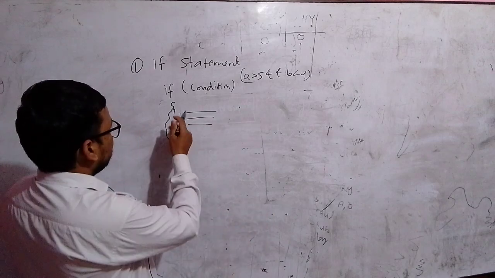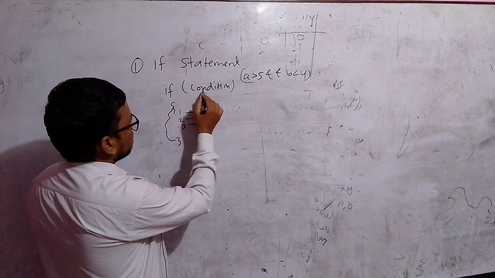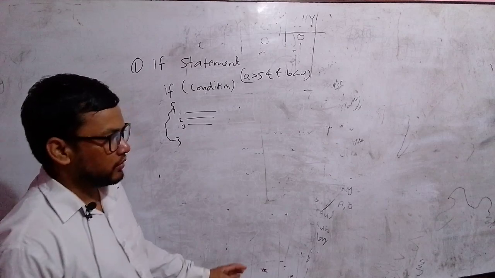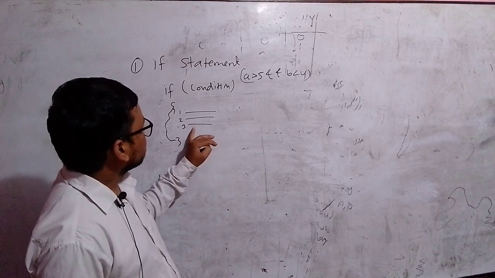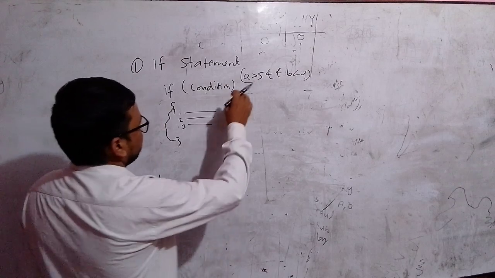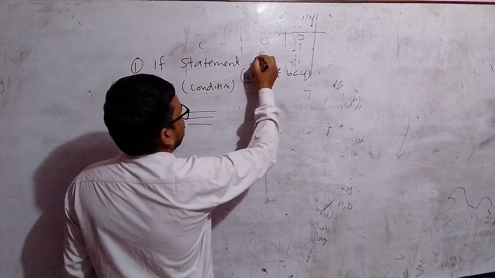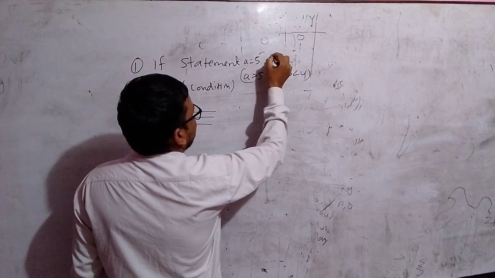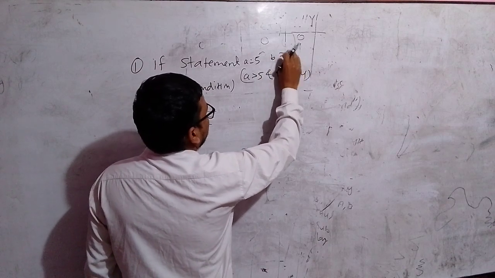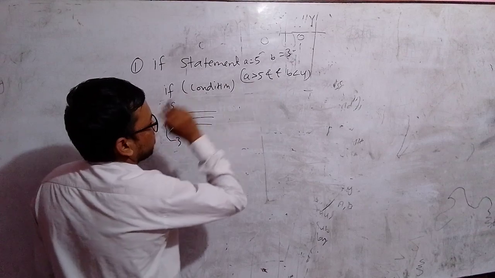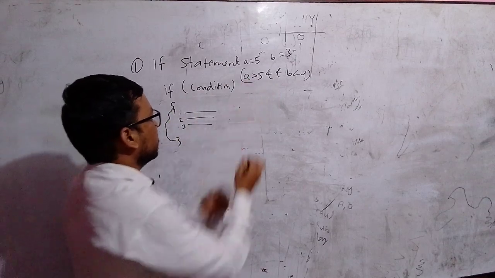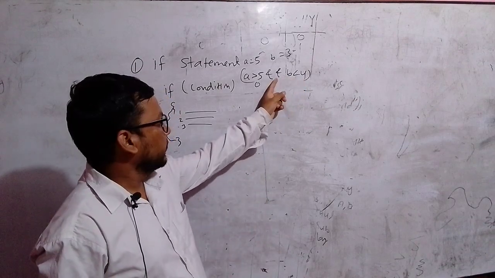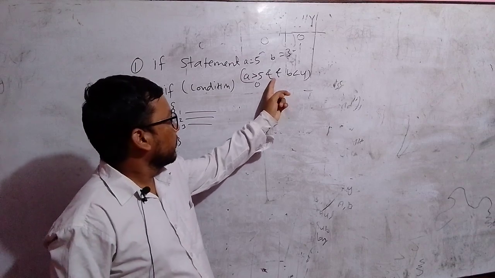Otherwise, nothing to run. If this condition is satisfied, this statement will run. Otherwise, there are no options. For example, let a is equal to 5 and b is equal to 3. A is equal to 5. 5 is greater than 5? This is wrong. 0.